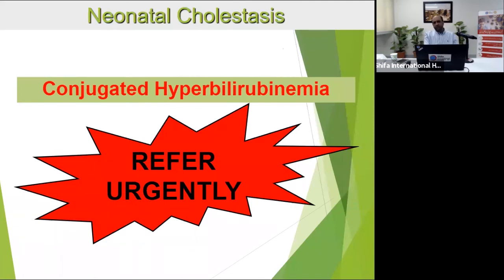if you are not able to diagnose and manage it, refer it to your tertiary care center, to the teaching government hospitals, so that they can investigate in a timely fashion to get a good outcome.